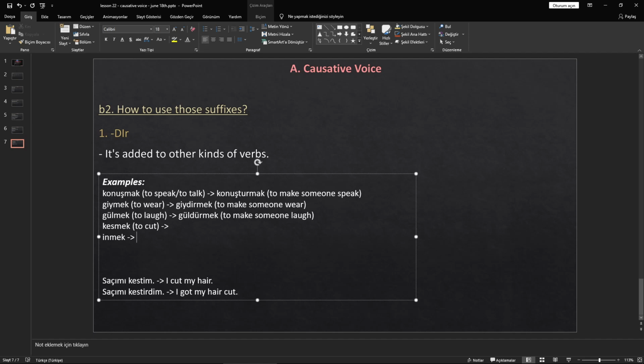And inmek. It depends on the context. Sometimes it means to go downstairs. Sometimes it means to download. Yeah, I will go with download. And then when you download something, indirdim, to download something.